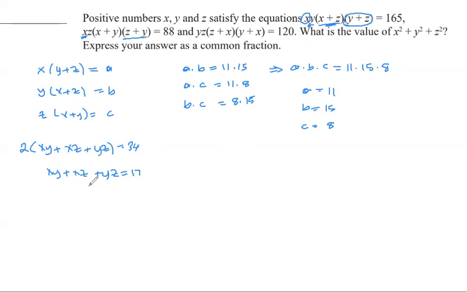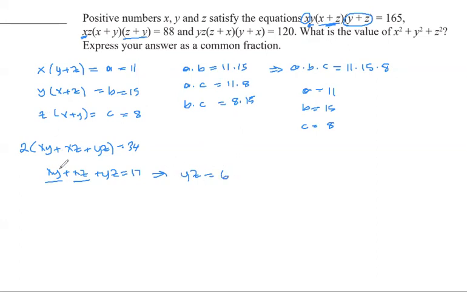So maybe we can look at the equation. We know A was 11, B was 15, and C was 8. If I expand this, that's XY plus XZ, so XY plus XZ is 11. Then YZ should be from here. So YZ is going to be 17 minus 11, which is just 6.